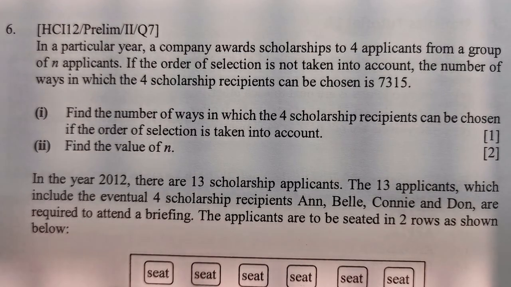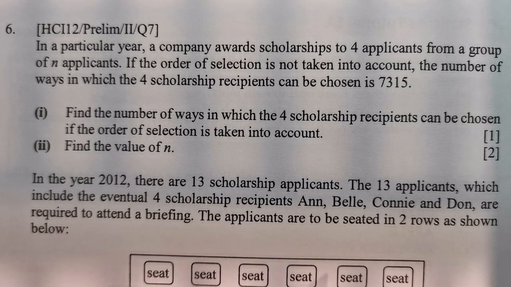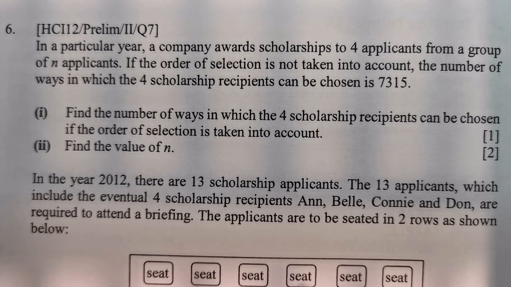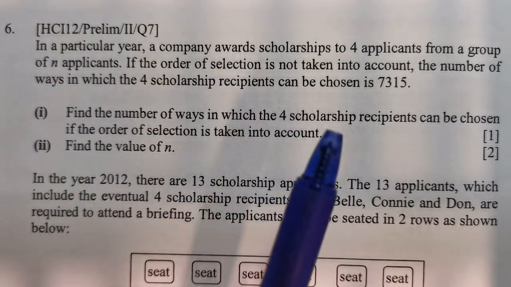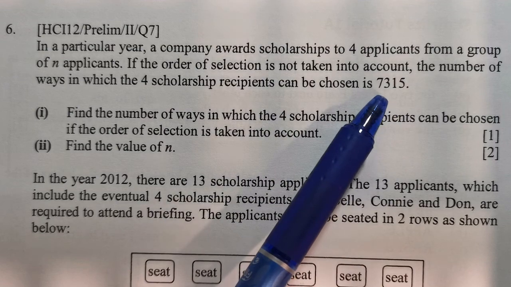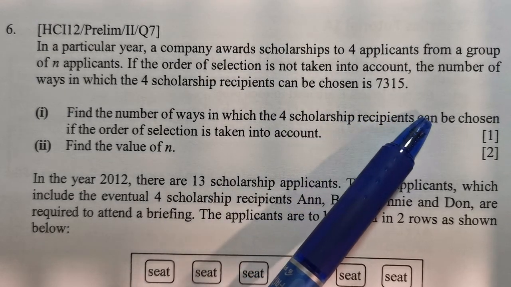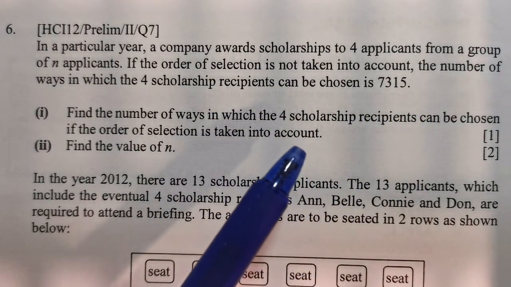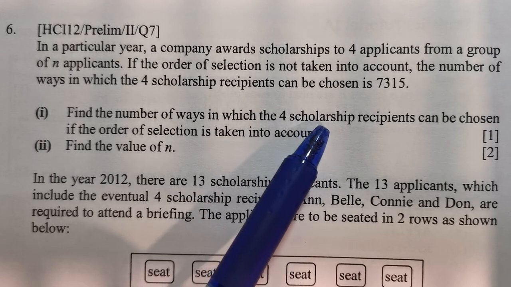For 6 part 1, find the number of ways in which the 4 scholarship recipients can be chosen if an order of selection is taken into account. So if order of selection is not taken into account, the number is 7315, right? So what if the order is taken into account?